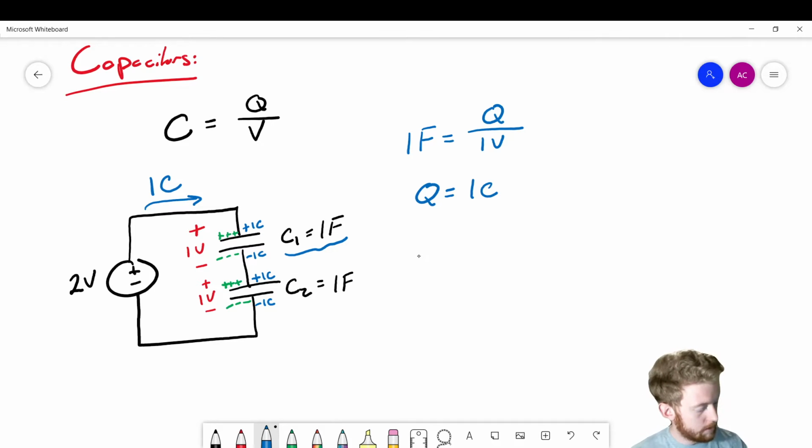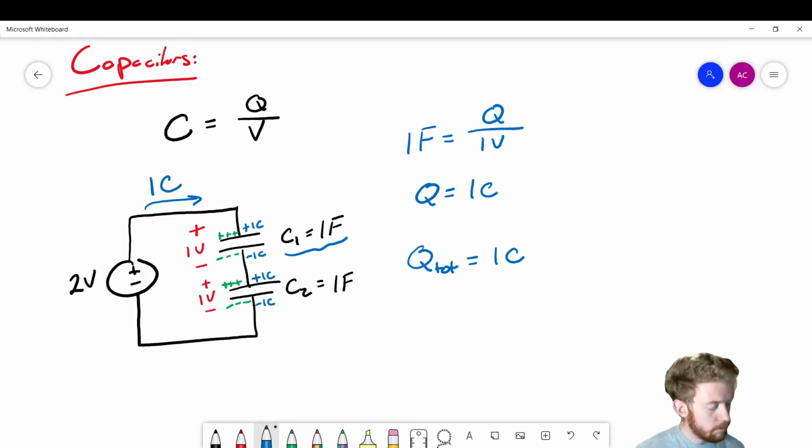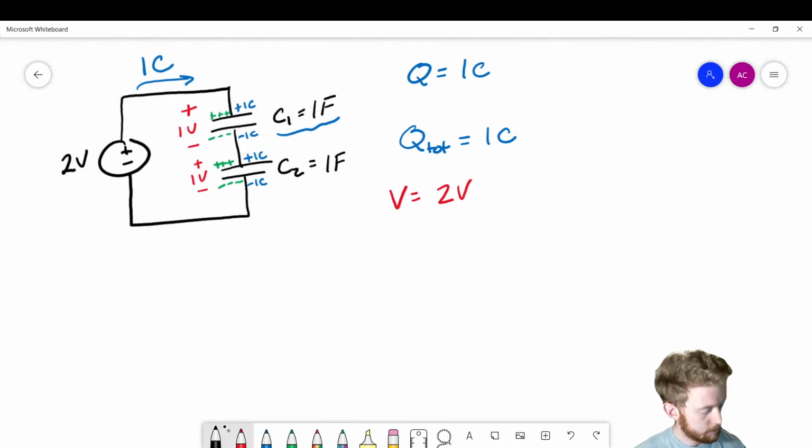Okay, so I'm going to go ahead and just write over here, Q total is equal to 1 coulomb, the total amount of charge that is being supplied into those capacitors. Okay, so now let's look at the voltage that we're applying. So the voltage across both of those capacitors is just going to be 2 volts, right? It's just the supply voltage. So we're going to say the voltage is equal to 2 volts. Okay, so we know charge, we know voltage. That's enough for us to calculate the equivalent capacitance. Okay, so I'll draw it over here. We'll still have the same 2 volt supply.